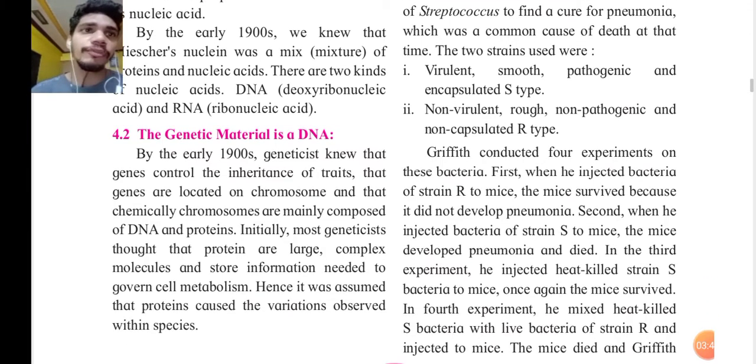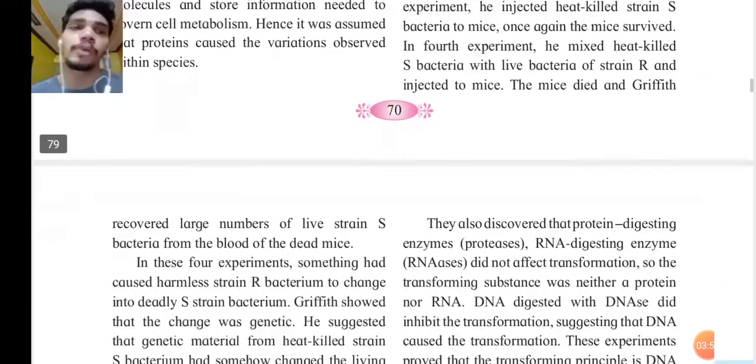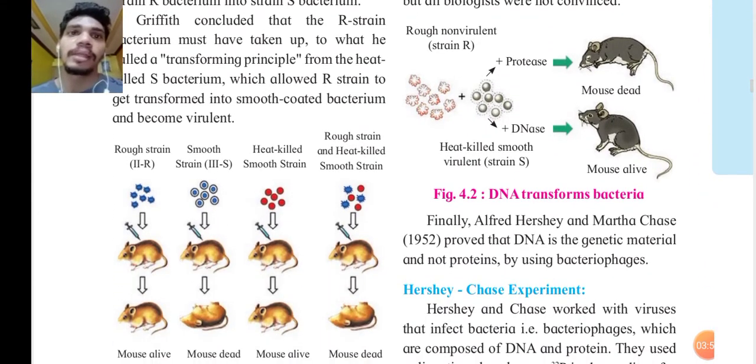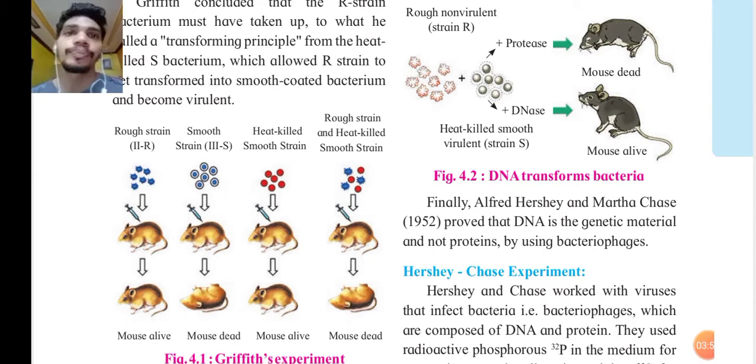So Griffith conducted four experiments on the basis of the bacteria. How many experiments did he conduct? Four experiments. On the basis of that, let's study them. You can see the mouse over here. He gave the rough strain, the smooth strain, the heat-killed smooth strain, and the heat-killed rough strain. He has given the same. So how was the vaccination tested?